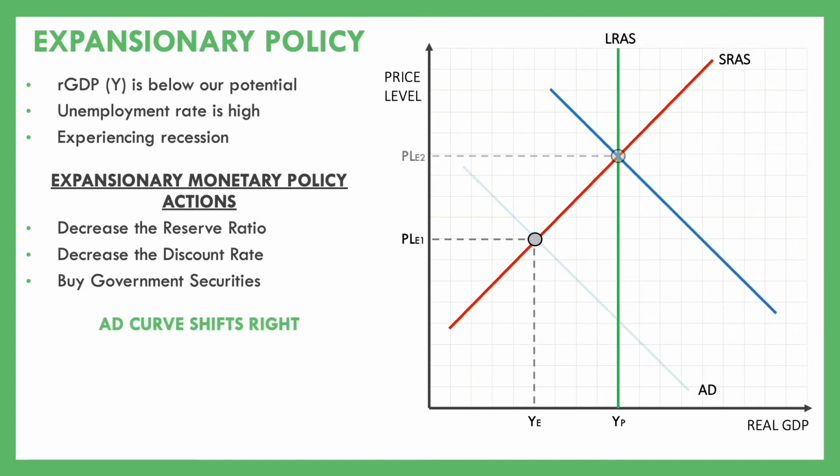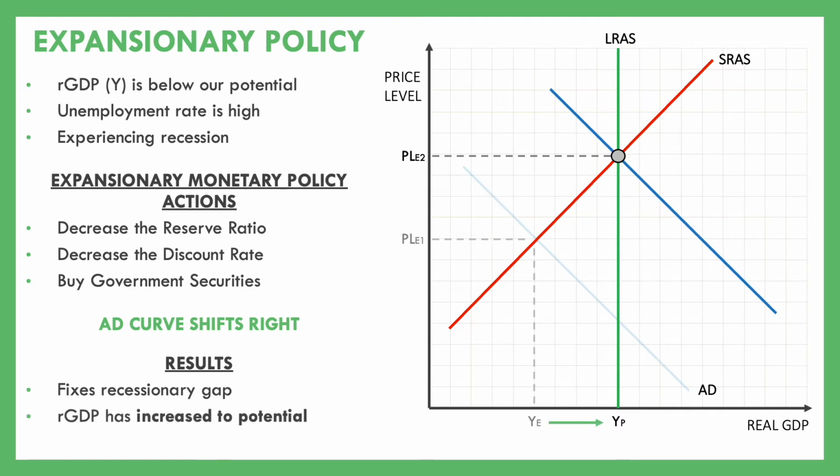And as it shifts to the right, again, hopefully we're moving ourselves back to a point where all three of those curves, the short run aggregate supply, the aggregate demand, and the long run aggregate supply, are now intersecting, and we are currently operating at our potential. Remember, that's our goal. And it results in the fixing of that recessionary gap.